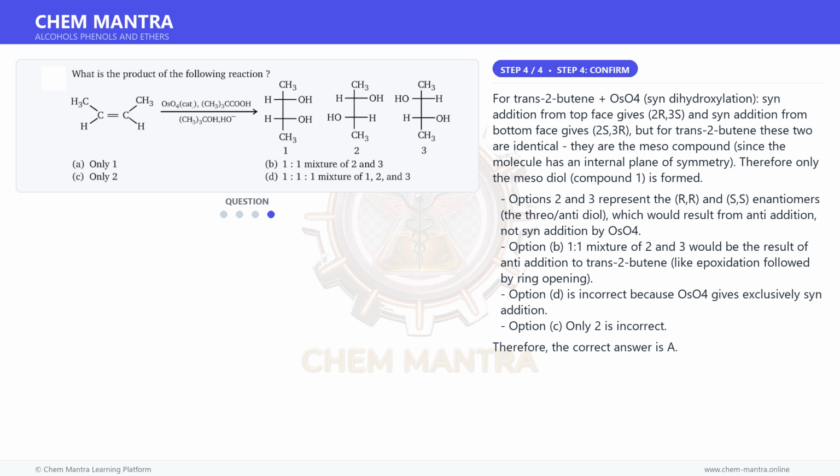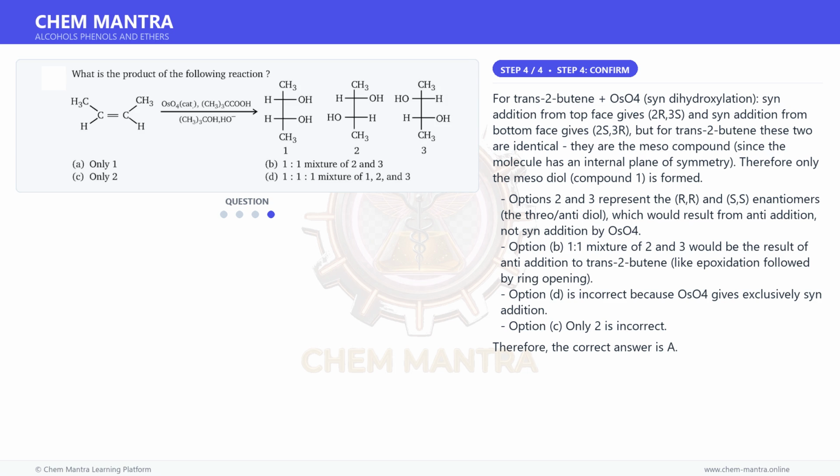Options 2 and 3 represent the R,R and S,S enantiomers, the threo anti-diol, which would result from anti-addition, not syn addition by OsO4. Option B, a 1:1 mixture of 2 and 3, would be the result of anti-addition to trans-2-butene, like epoxidation followed by ring opening.